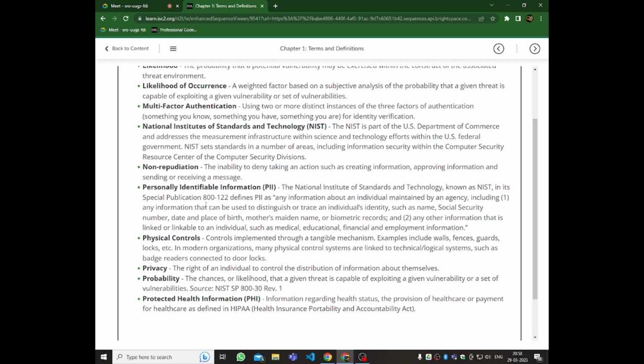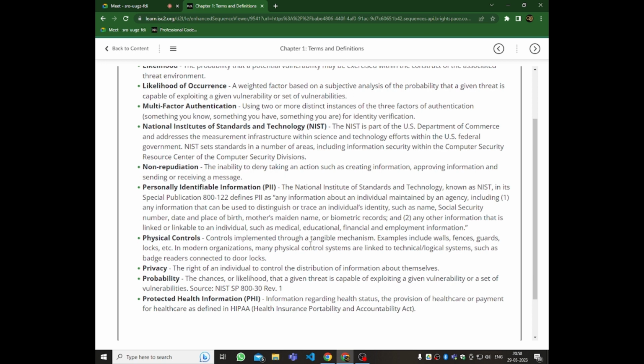800-122 defines PII as any information about an individual maintained by an agency, including any information that can be used to distinguish or trace an individual's identity, such as name, social security number, date and place of birth, mother's maiden name or biometric record, and any other information that is linked or linkable to an individual, such as medical, education, finance, and employment information.